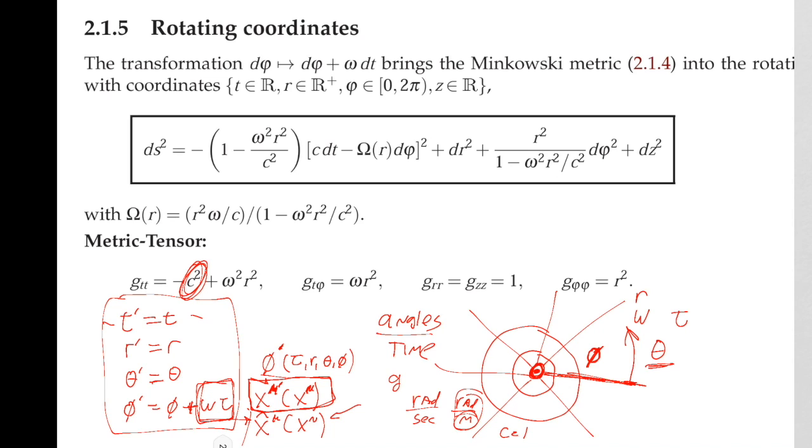But anyway, you're going to make this transformation. Everything is the same. dt prime equals dt, dr prime equals dr, d theta prime equals d theta, and d phi prime equals d phi plus omega dt. So now we can make this substitution right into our spherical coordinate system.